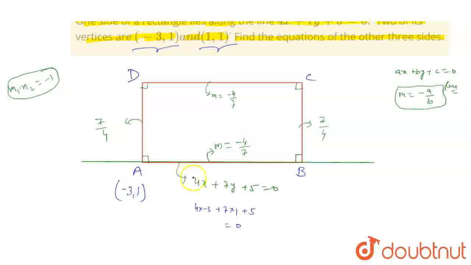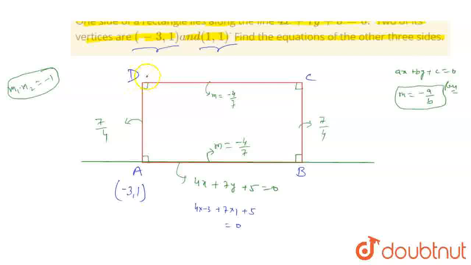Okay, now we need to decide this point 1 comma 1. If we try to satisfy this 1 comma 1 in this equation, you will not get 0. 4 into 1 plus 7 into 1 plus 5 is not equal to 0. Means this 1 comma 1 definitely does not lie on this line AB. So this point cannot be point A or B. This may be C or D. We need to decide which point is this. Okay, let's say this point 1 comma 1 is D.